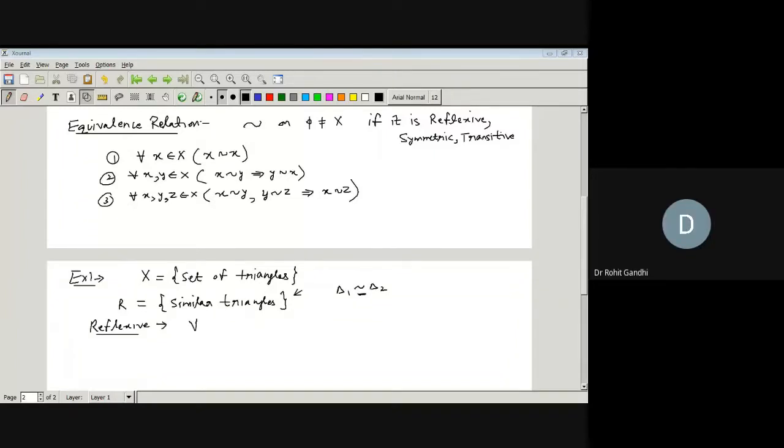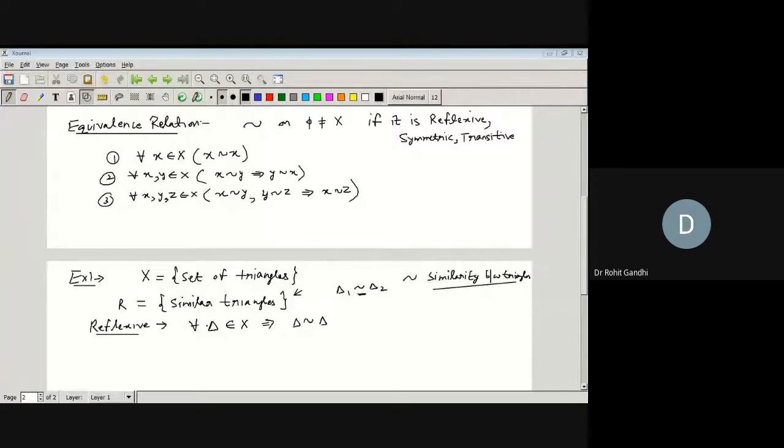Yes. So if I take any delta or any triangle, I am representing this delta. If I take any delta belongs to X, then this always implies that delta is similar to delta, right? So this relation is reflexive, right? What is the relation? That is the similarity between the triangles. So relation is similarity between triangles, right?